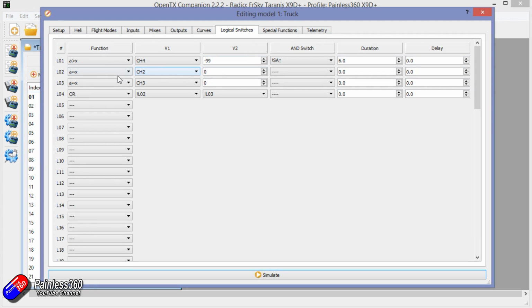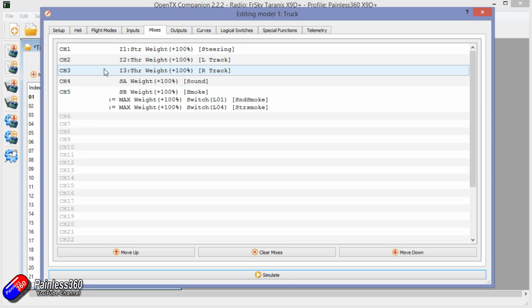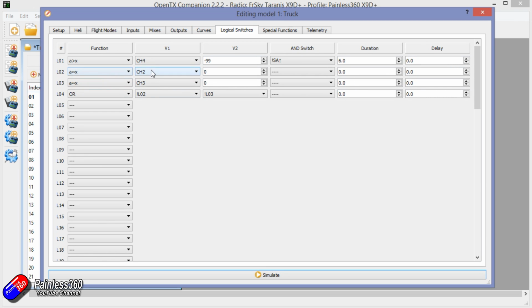That's a little bit more complicated. The first thing we need to do is check when channels 2 and 3 are moving. Again, if we look in the mixes, channels 2 and 3 are the two throttles connected to either of the tracks on the model. So in logical switches, we're checking when 2 and 3 are moving away from 0.